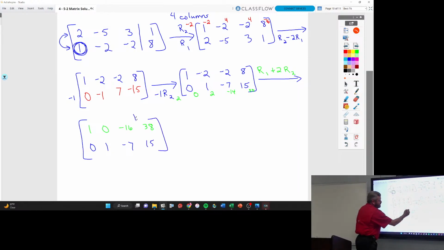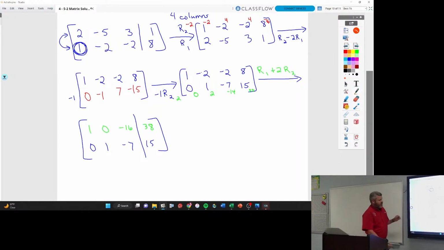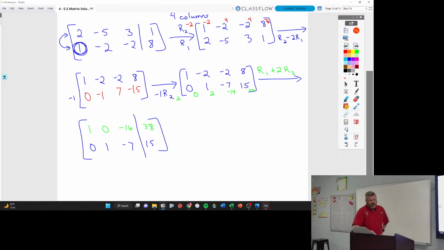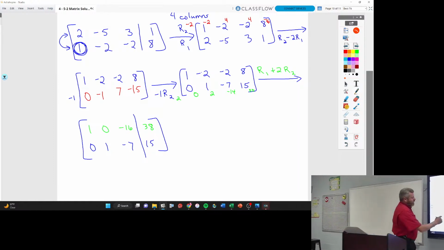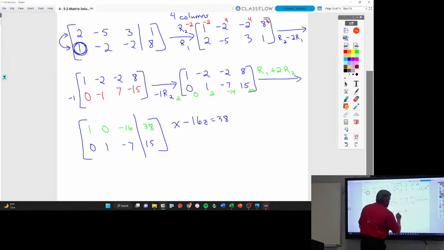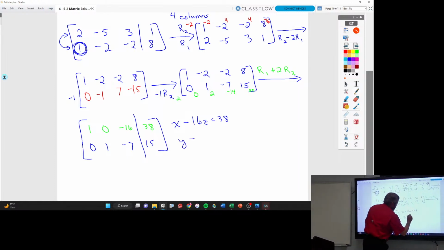Okay, so if you'll notice here, what's happened is my main diagonal, starting with the top left, is a 1. Everything else is a 0. My next one in the diagonal is a 1. Everything else is 0. And I can't go any further. This first row has an X and a Z in it. The second row has a Y and some Z's in it. I can't go any further than that with the Gauss-Jordan method. So that first equation tells me that X minus 16Z equals 38. And that second row tells me that Y minus 7Z is equal to 15.